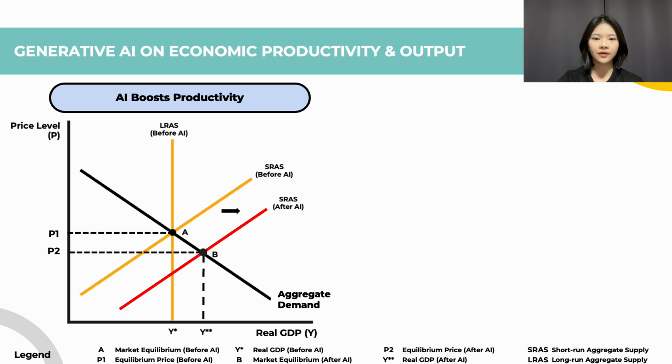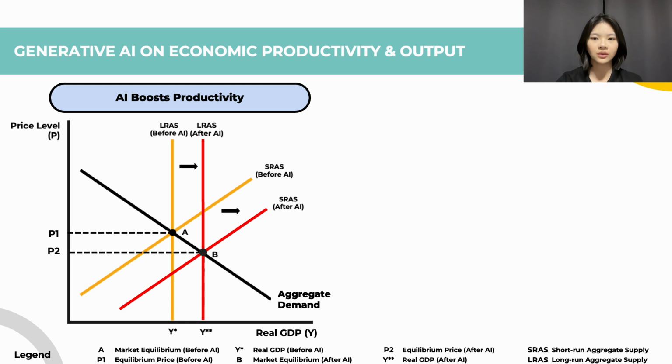Now, when generative AI is introduced, the technology can significantly enhance productivity by automating tasks. As such, we see a shift of the SRAS to the right. This shift indicates that at every price level, the economy can now produce more goods due to increased efficiency. As a result, the new equilibrium occurs at point B, with an increased GDP and a lower price level P2. Over the long run, as the benefits of AI are fully realized, the LRAS shifts right, reflecting lasting improvements in the economy's productivity capacity.